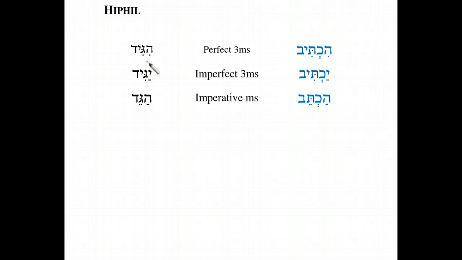With the imperfect, we've got yagid, no nun, because it's assimilated right next to the following letter. And obviously that kaf in the strong verb corresponds with the nun here, but the nun has assimilated. So we have the form yagid, and then we have the imperative, haged, which is a shortened form without the yud of the hif'il between the second and third root letter. So we have haged versus hachtev.